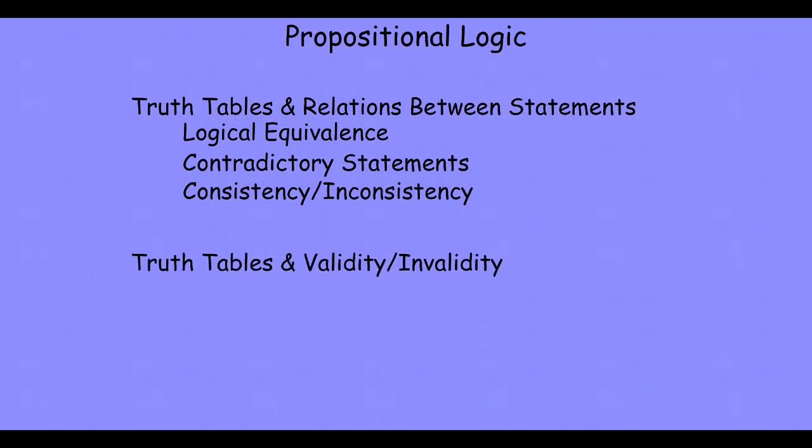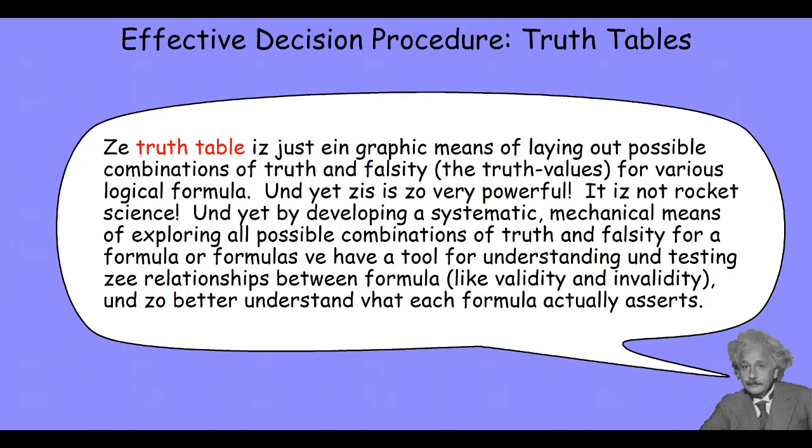And then finally, we'll look at using our truth tables to decide whether or not an individual argument is valid or invalid. So, as I say, truth tables are just a graphic means of laying out every possible combination of truth and falsity for every constitutive simple statement in our argument or our formulas. So every different possible combination of truth and falsity for each of those individual constitutive statements.